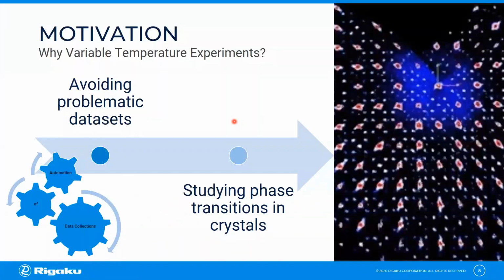So what is usually the motivation for such experiments? In most cases, it is either to avoid problematic data sets or to study the phase transition in crystals. By avoiding problematic data sets, I mean finding the temperature where your sample, your crystal, will not show twinning or will be in a phase that will not be, for example, incommensurate. But those tools also allow for quite big automation of data collections, and that can also be used in advance for your workflow.